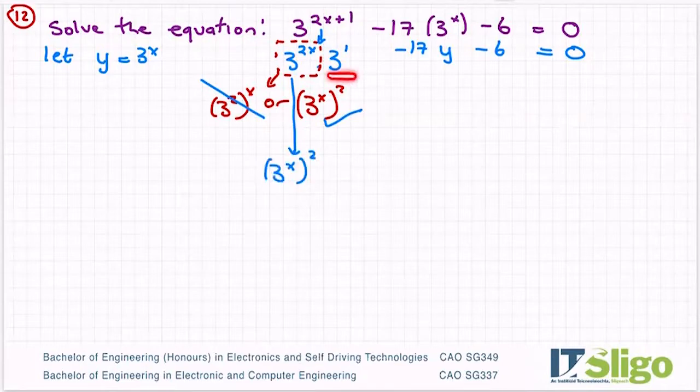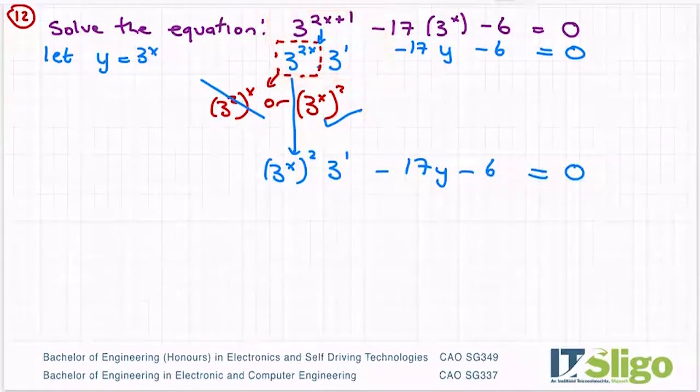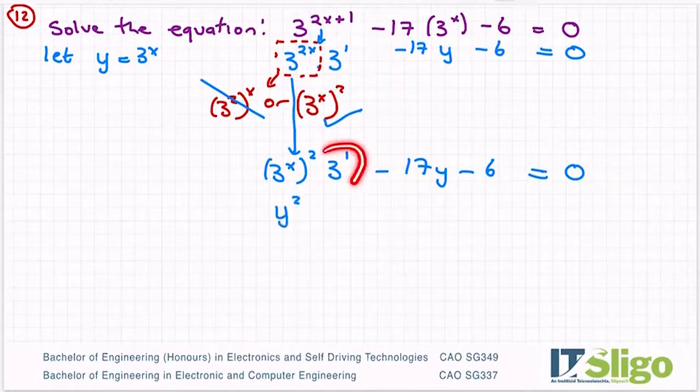I still have this 3 to the power of 1 minus 17y minus 6 is equal to 0. So you can see this is the hardest piece to write in terms of y. So let me sub in my y for this one. y is 3 to the power of x. So can you see I can go y squared there. This is 3 to the power of 1, which is 3. So I'm going to put that in front because we normally put the numbers in front of the letters. 3y squared minus 17y minus 6 equals 0.